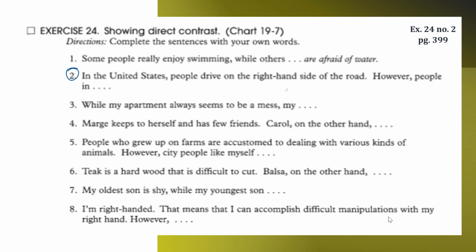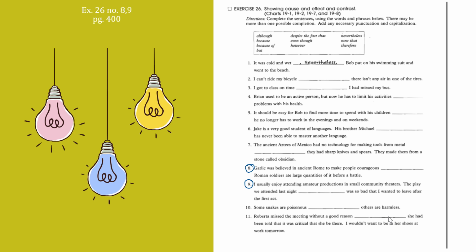While is a subordinate conjunction. Number 2, in the United States, people drive on the right-hand side of the road. However, people in Indonesia drive on the left-hand side of the road. However, a conjunctive adverb, showing direct contrast. And the next exercise, showing cause and effect and contrast.